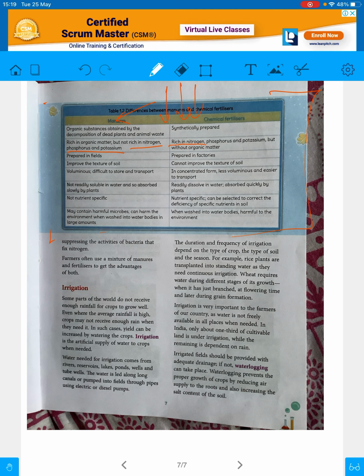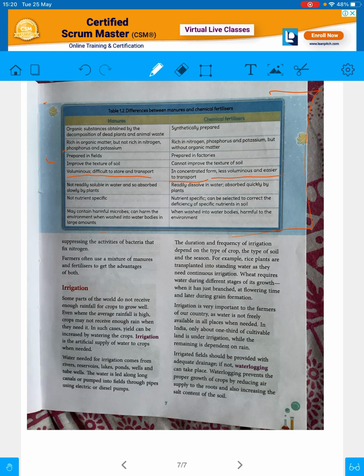These are rich in nitrogen, phosphorus and potassium but without organic matter. There is no organic matter in chemical fertilizers. Prepared in fields, prepared in factories. These are prepared naturally in fields, but these are prepared in what? These are prepared in factories with the help of various chemical equipment, right? Then voluminous, difficult to store and transport. In the concentrated form, less voluminous and easier to transport.